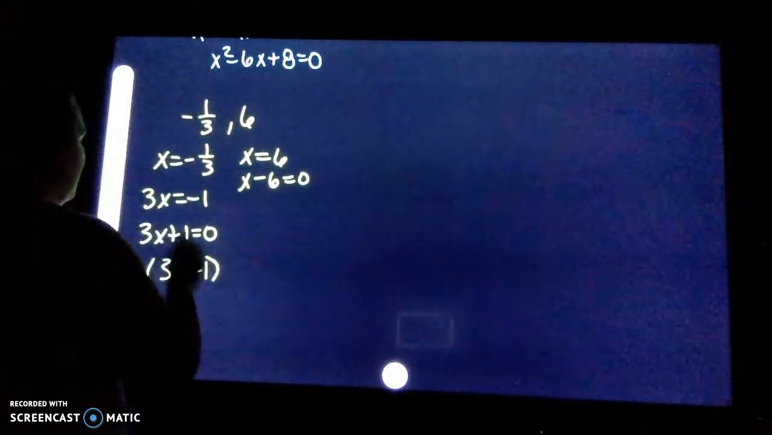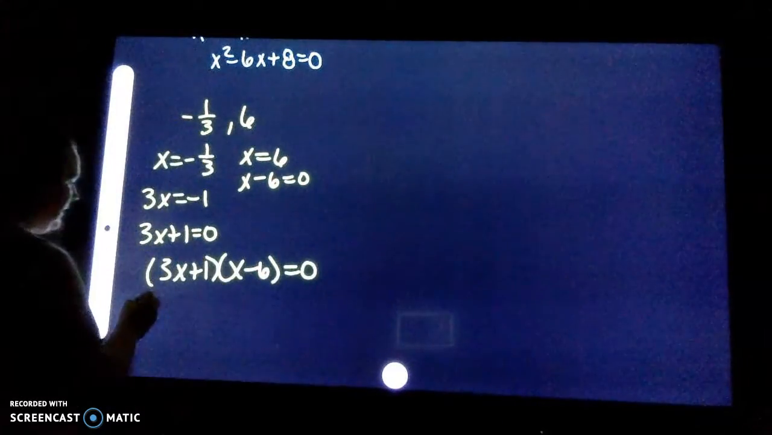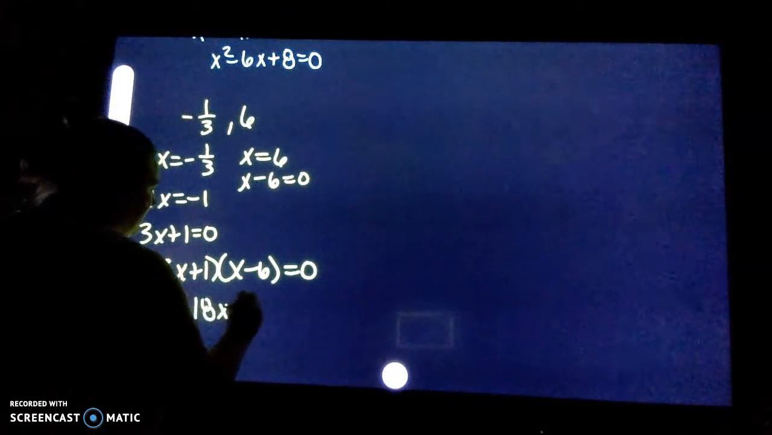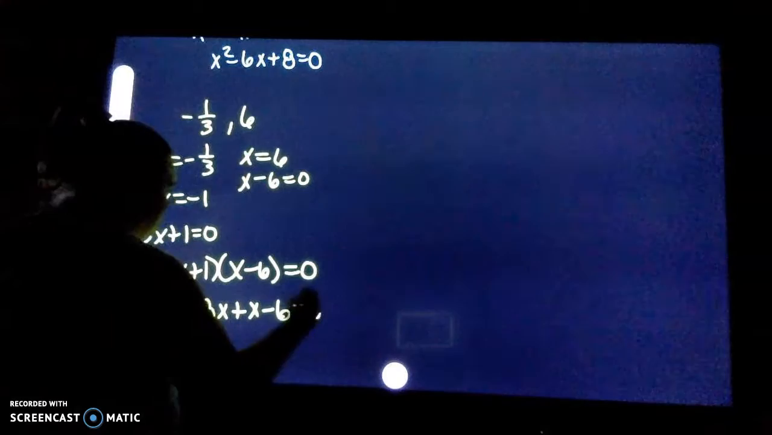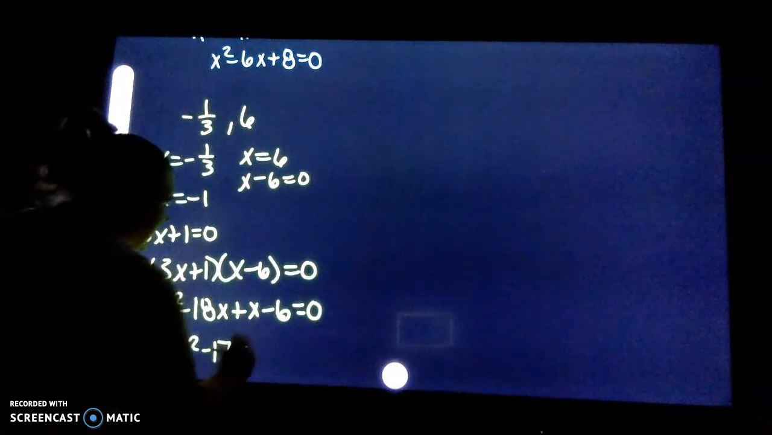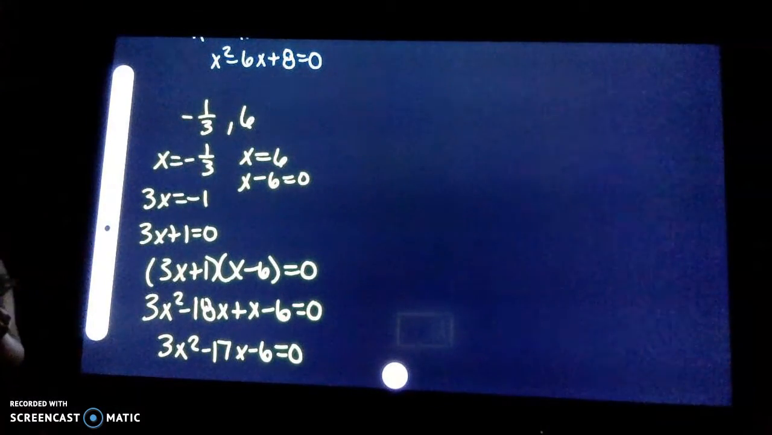Okay. Bring down my other factor, again written in the parentheses, FOIL it out. I get 3x squared minus 18x plus x minus 6. Combine like terms, 3x squared minus 17x minus 6 equals 0. And that is my quadratic.